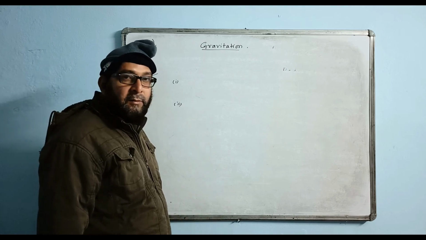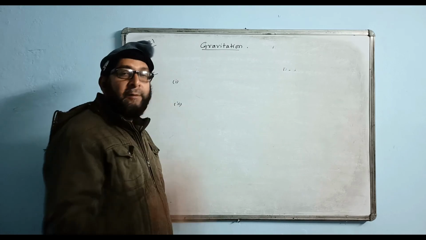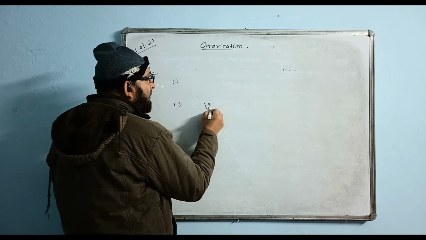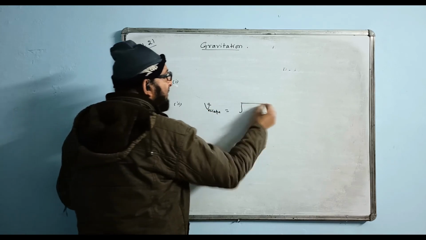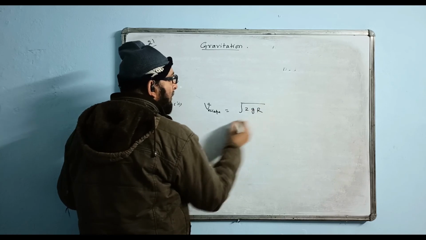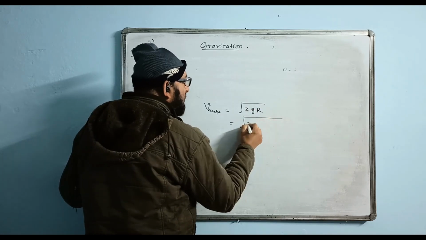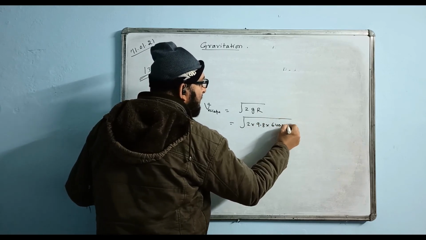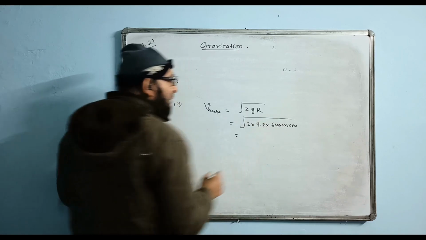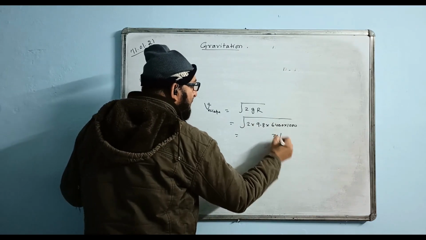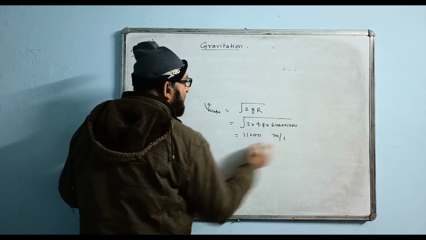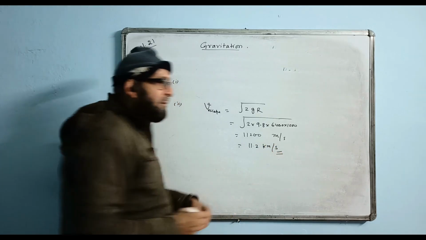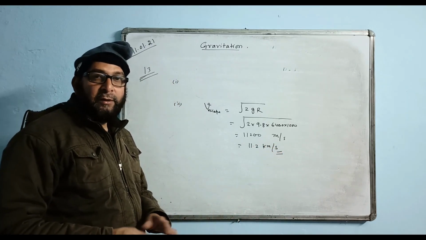Second is, they are talking about the body has to escape the Earth's gravitational field. Then the question is talking about escape velocity. We write V escape. V escape formula we have root 2gR. So now we put the value and find it. The value of g is 9.8. Radius of the Earth is 6400 kilometers, 6400 into 1000. Calculate it. The answer will come in meter per second. It will come 11,200 meter per second. We change in kilometer. It will come 11.2 kilometers per second. So this is the value of escape velocity for the surface of the earth.